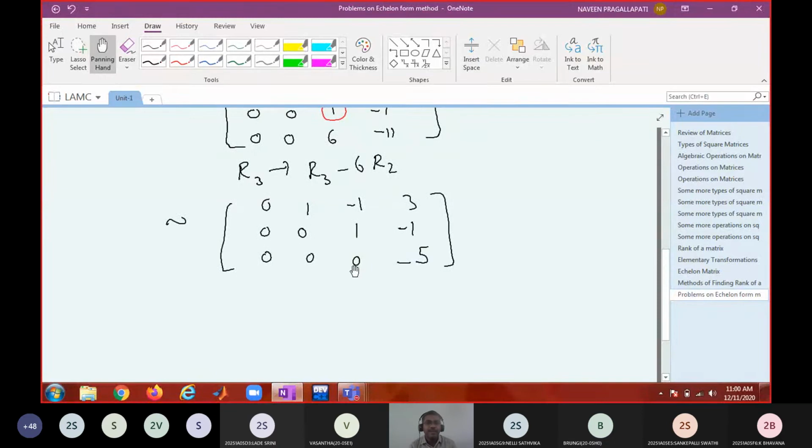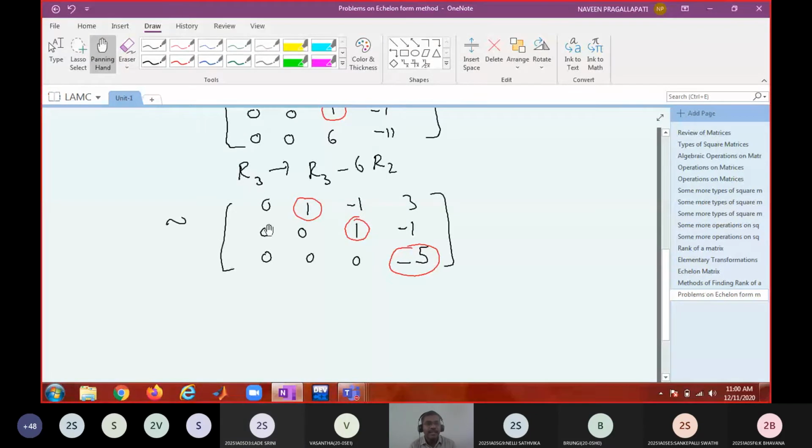Come to the third row. Third row, the 3-3 position is occupied by 0. Under that there is no entry at all. Therefore, look right. So this is non-zero. Therefore, this is the pivot element. That's it. There are no entries under the pivot. So that's it. Now, is this in echelon form? Yes, sir. No need to check the first condition because there are no 0 rows.